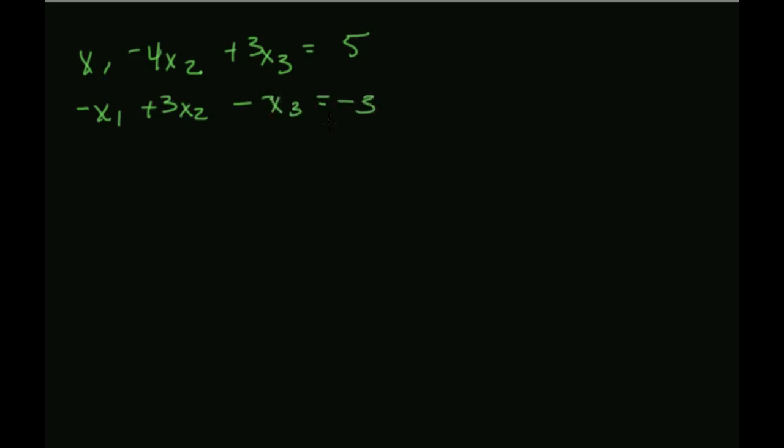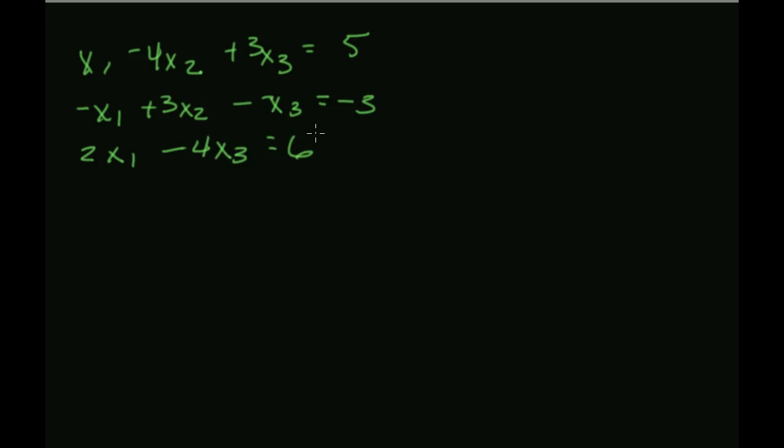Okay, so let's do a 3 by 3 system of equations. I have x1 minus 4x2 plus 3x3 is equal to 5. Negative x1 plus 3x2 minus x3 is equal to negative 3. 2x1 minus 4x3 is equal to 6.